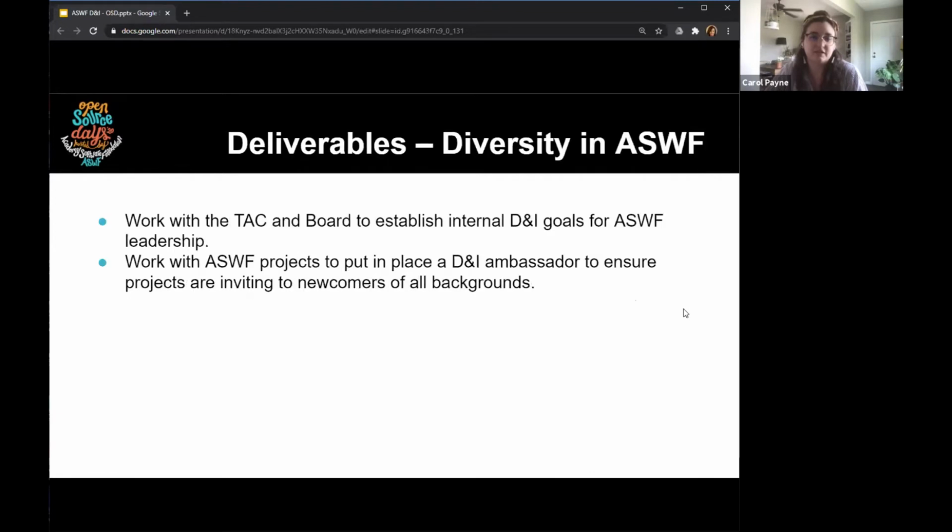And the second deliverables are around the diversity in ASWF. And I sort of kind of alluded to this when I was describing the goal, but, you know, working with the TAC and the board to establish some real concrete goals for the ASWF leadership and membership. And then something that we're already starting to work on and get volunteers for is an inclusion ambassador per ASWF project, so that we're linking back each ASWF project to the diversity and inclusion working group. So we have open communication and lines, and that ambassador can work to ensure openness and inclusion in each of our projects and keep that feedback and communication going.